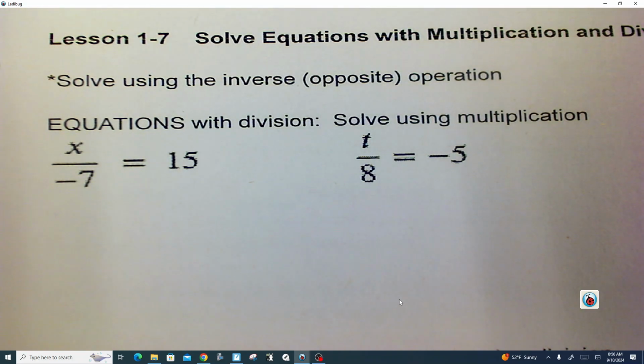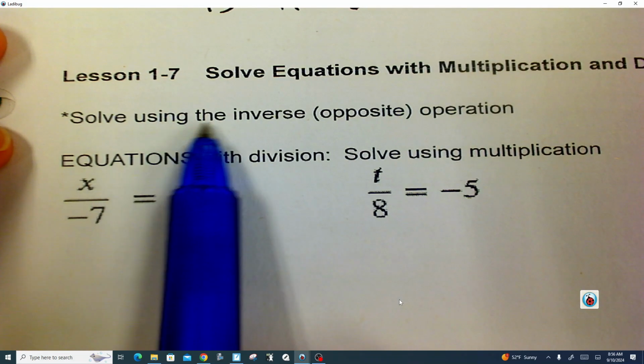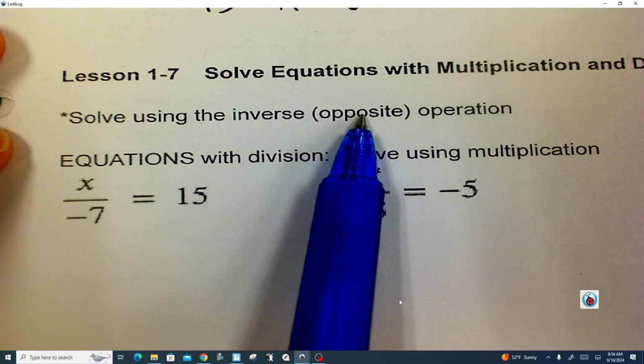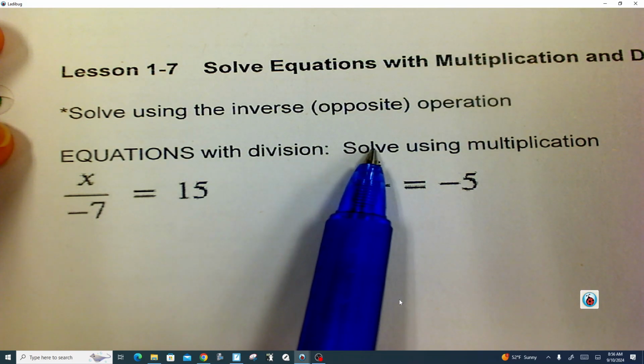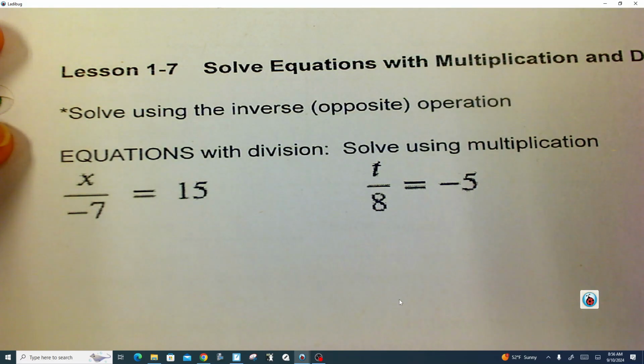Hey guys, so this is lesson 1-7, solve equations with multiplication and division. Now it says solve using the inverse. What's this word inverse mean? Opposite. There we go. So the equations with division, we're going to do the opposite and solve with what? Multiplication.